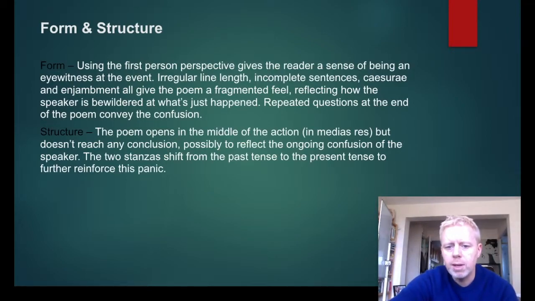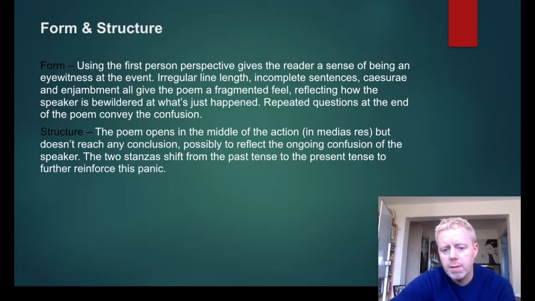Irregular line length, incomplete sentences, caesura and enjambment, there are your methods, all give the poem a fragmented feel, reflecting how the speaker is bewildered at what's just happened. There's your meaning. Repeated questions at the end of the poem, method, convey the confusion. There's your meaning. Okay, I'm not going to keep doing that. I've illustrated it there. You understand method and meaning. In terms of techniques, caesura is any punctuation in the middle of a line. Enjambment is where one line continues on to the next, so there's no punctuation at the end of the line.